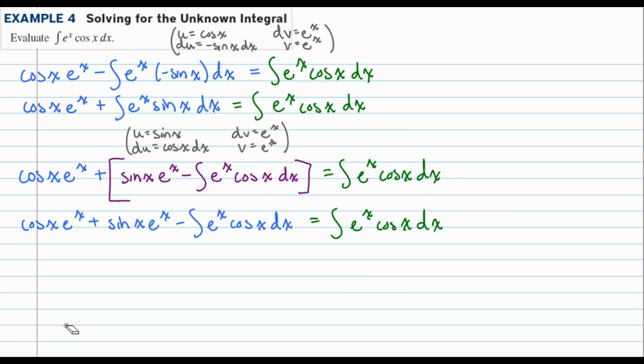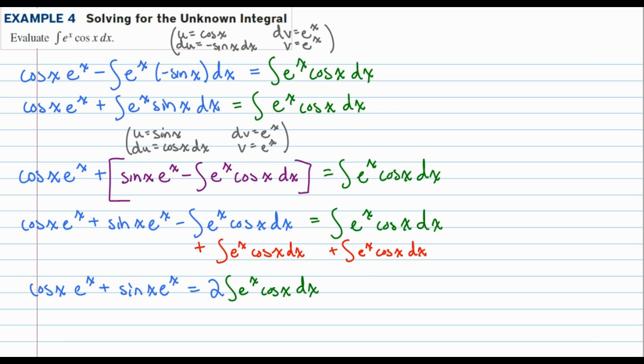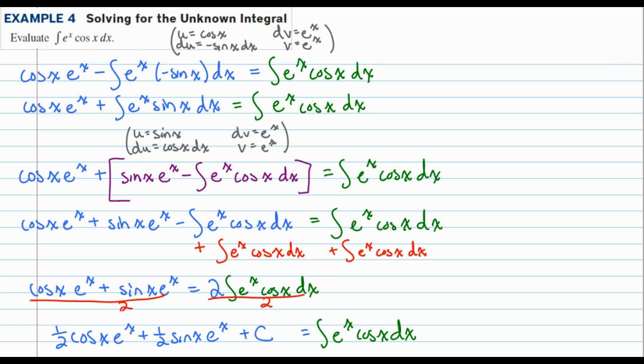Alright, so now I have an expression with three terms that equals the antiderivative of e to the x cosine of x dx. Now, as you see on the left side here, I have another expression that has the antiderivative of e to the x cosine of x dx. There is a like term that I can combine, so I'm going to add the antiderivative of e to the x cosine of x to both sides, which leaves me with part of the integration by parts expression equal to twice the antiderivative I'm trying to solve for. So now all I've got to do is divide both sides by 2, and I've got my solution.